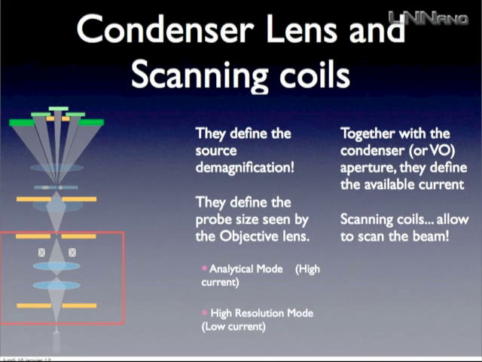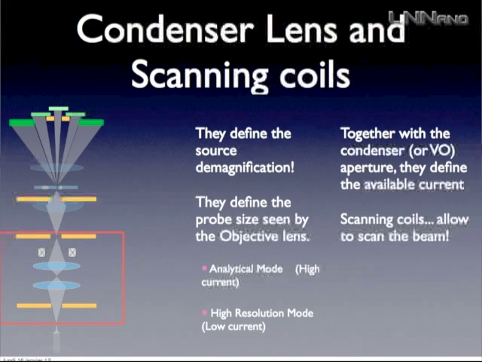Okay. So in STM words, usually we like to say that this condenser defines the source demagnification. It means that you have the source on your gun, which is usually too big, and you want to make it smaller. So you want to demagnify it on the sample.